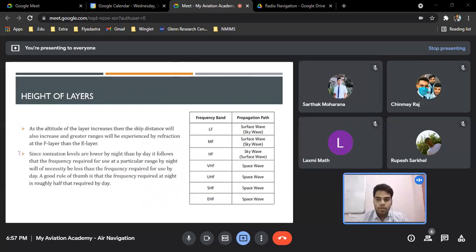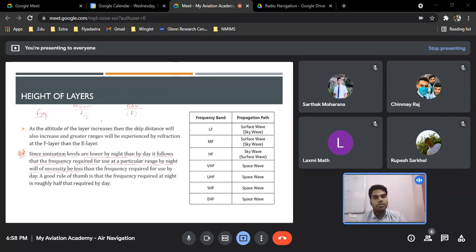This is a really important point. Since ionization levels are lower by night than the day, it follows that the frequency required for use at a particular range by night will be less. So if you're using frequency F in the daytime, the frequency at night will be approximately F by 2.